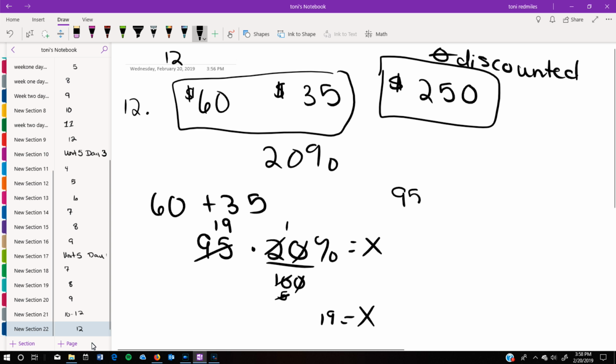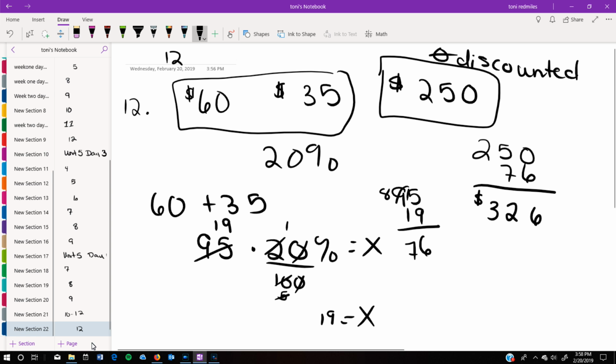I get $19 off of this total. So 19 off the 95. So let's go ahead and do that math. And that's $76. So I'm only going to pay $76 for the discounted stuff. Plus I got to pay full price for the Samsung tablet. So the total bill is going to be $326. So I saved $19.